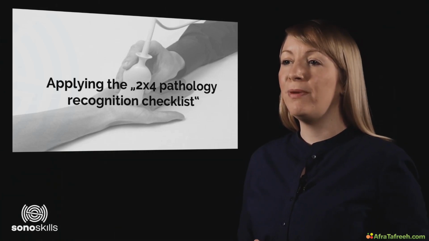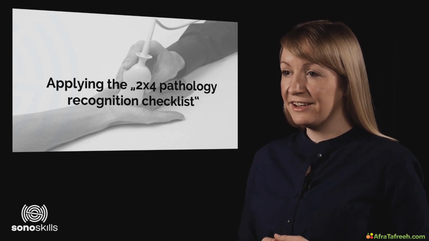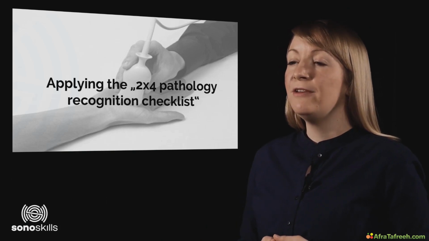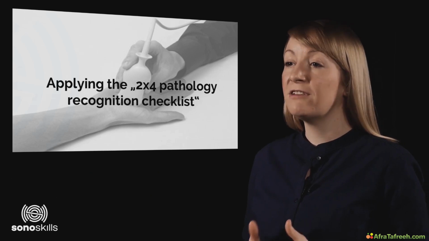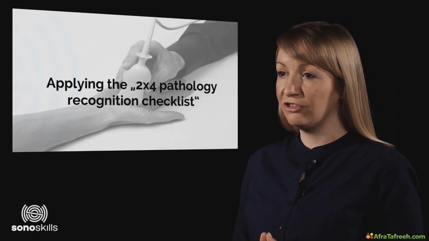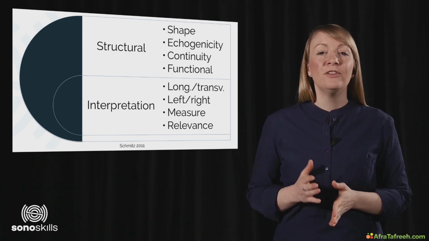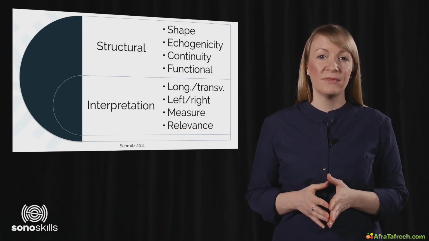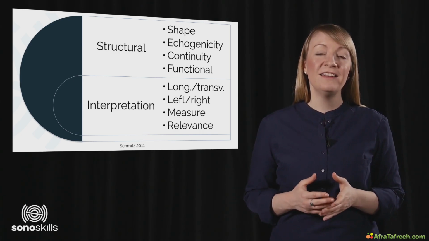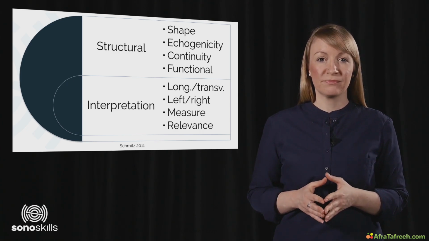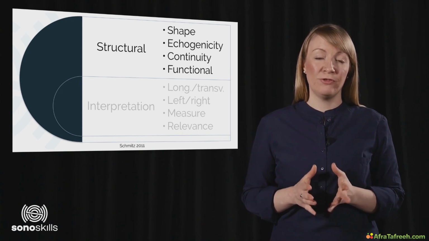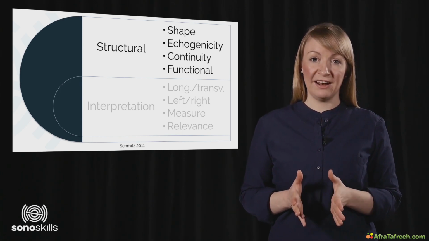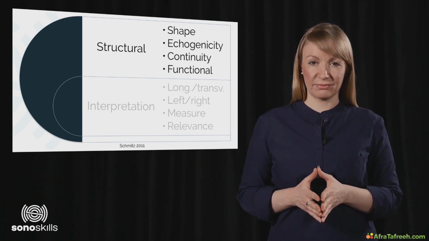Using the 2x4 pathology recognition checklist can only be successful if you have applied the 3x4 scanning quality checklist in a correct way during an earlier stage. The checklist has two parts, a structural part and an interpretation part. First, let's focus on the four elements of the 2x4 pathology recognition checklist structural part.